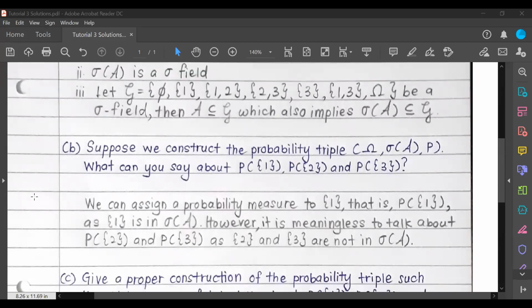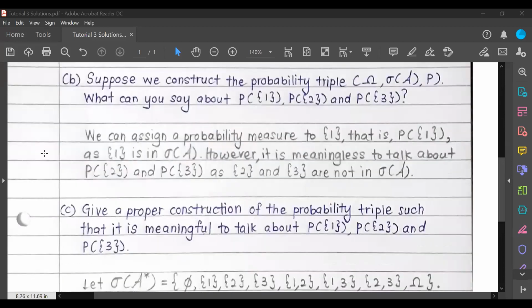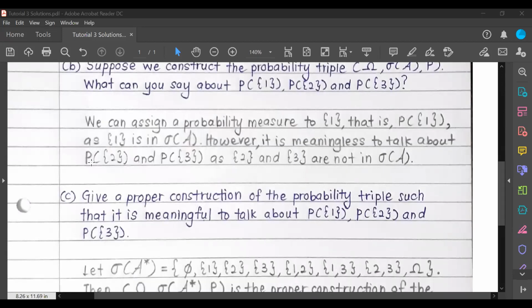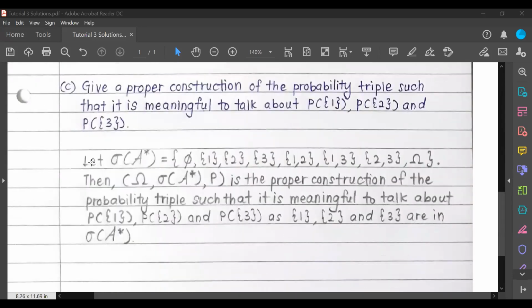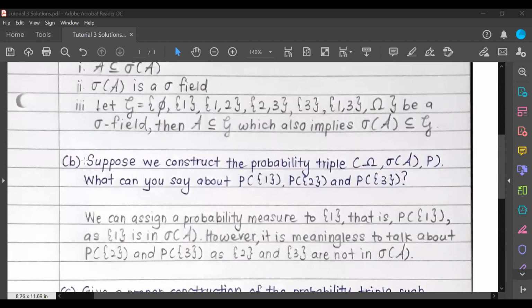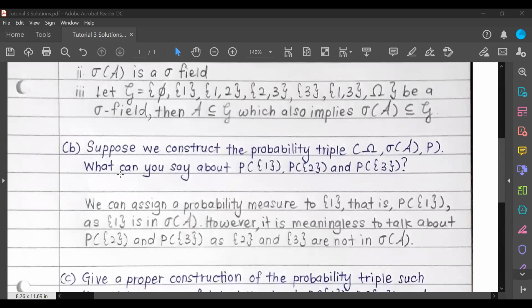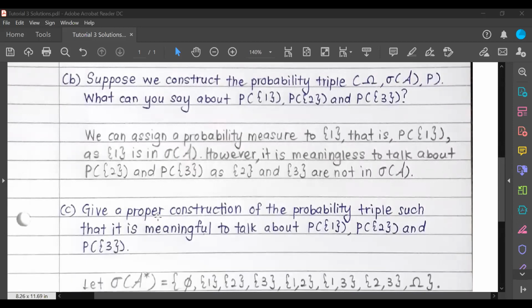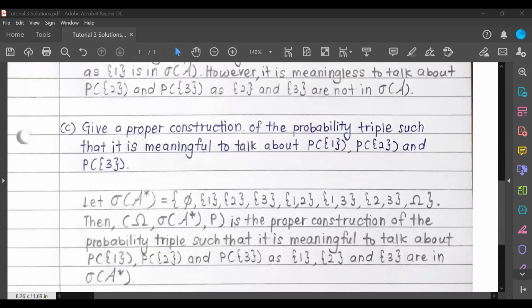Yeah, that's right. In order to assign a probability measure to some set of interest, that set must be in the sigma field that goes together with your probability triple. So this is just to reinforce this idea, right? Because if it's not in that sigma field, then you can't talk about it. Yes. Okay.